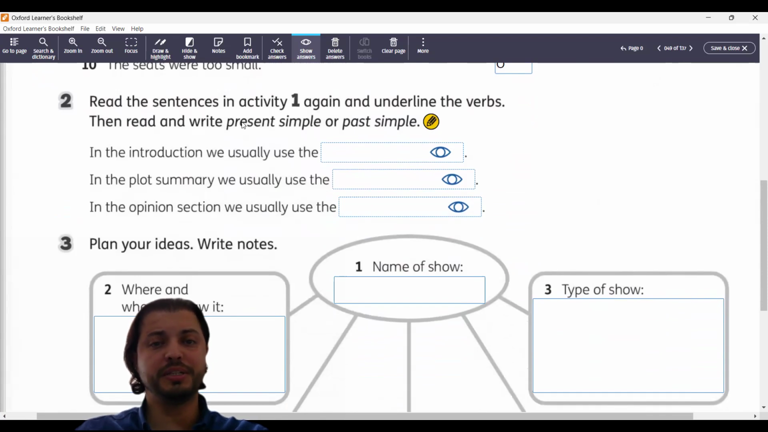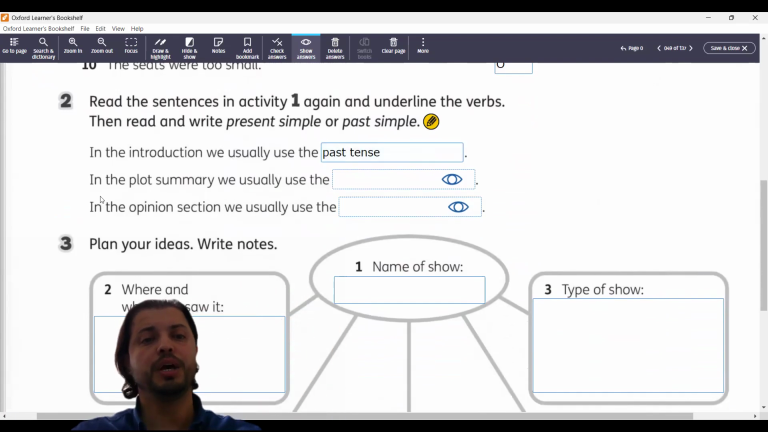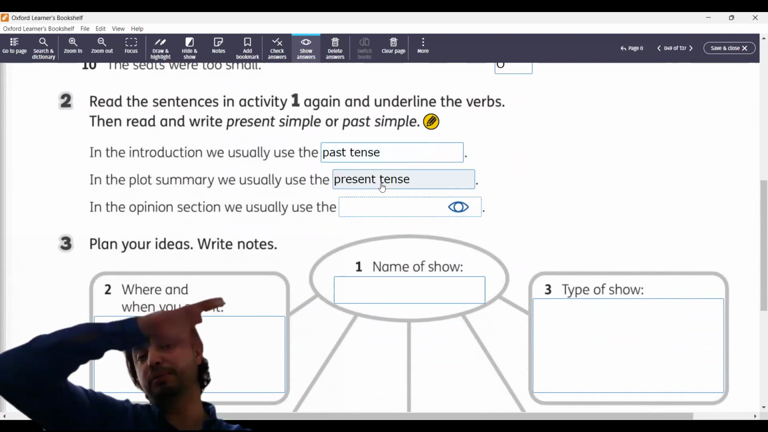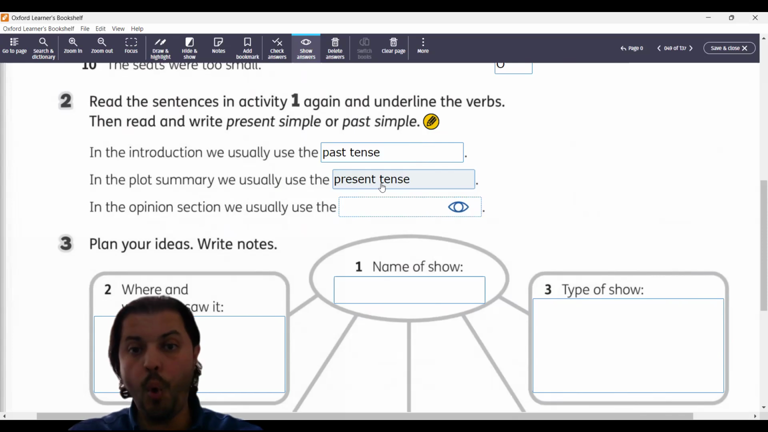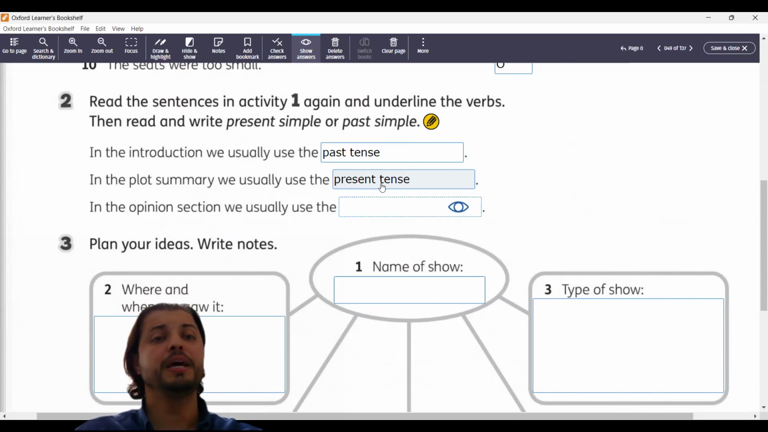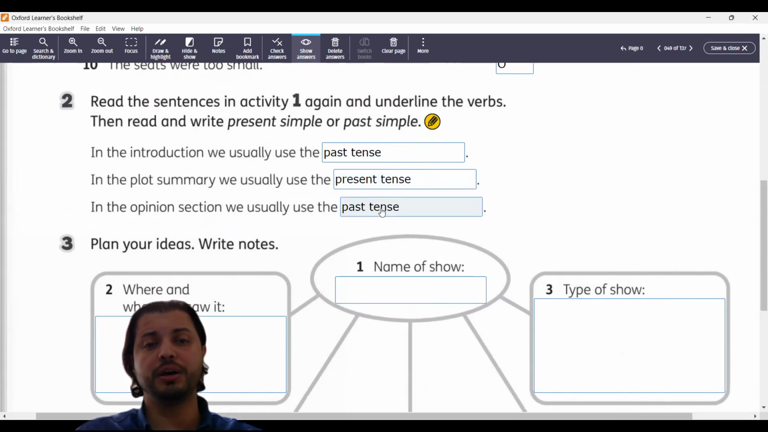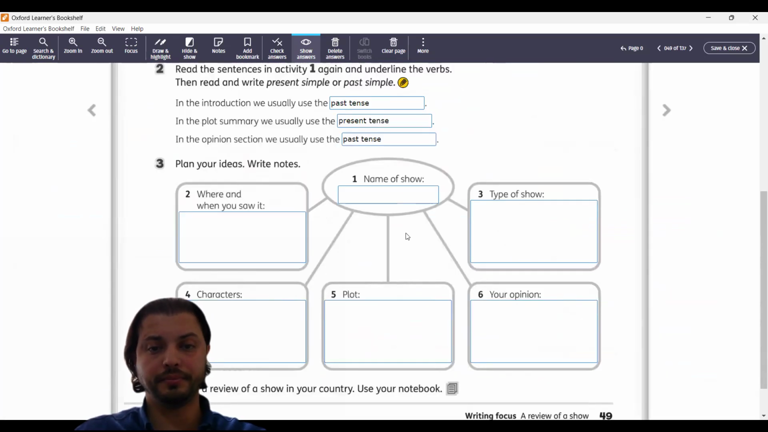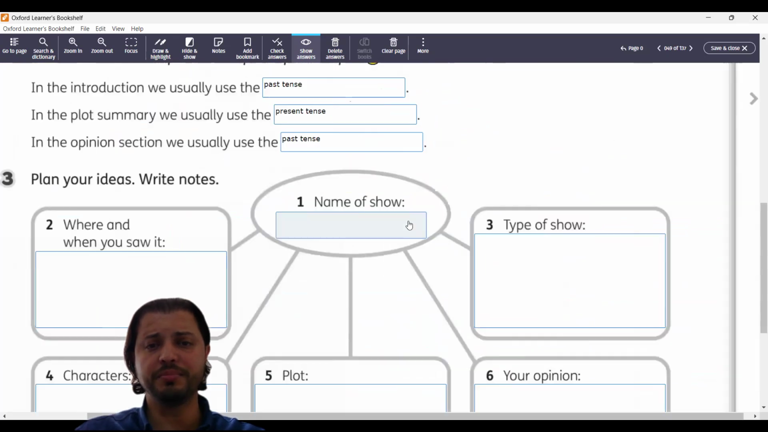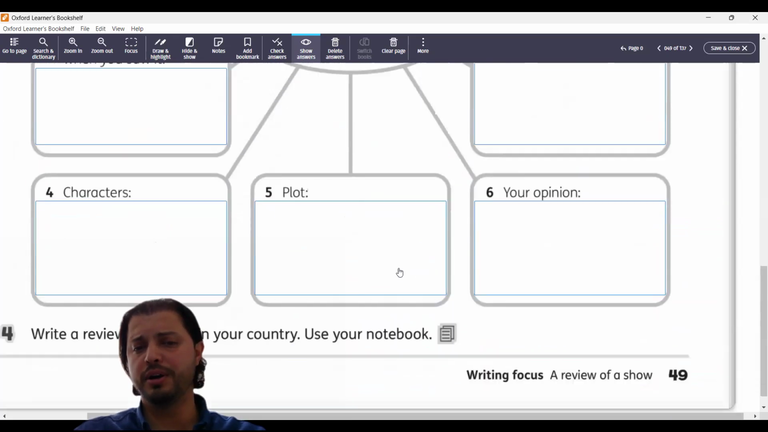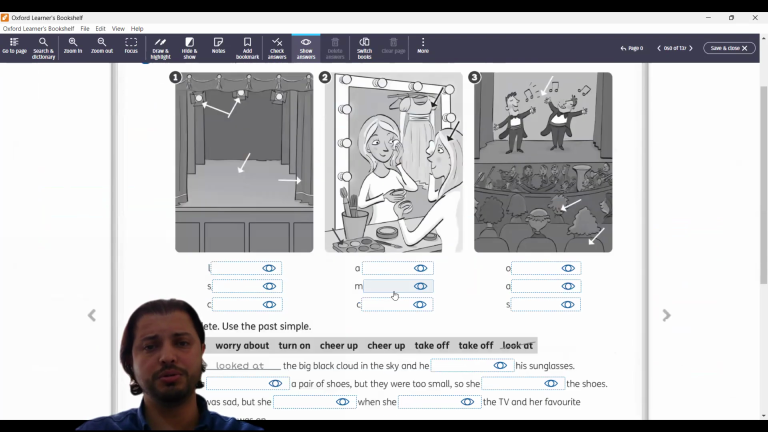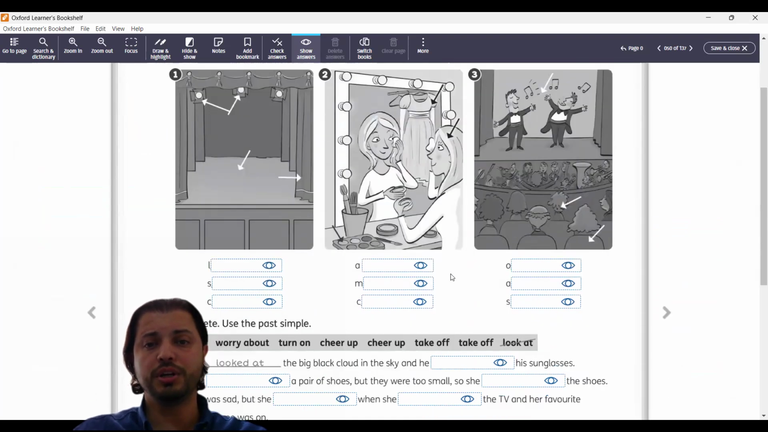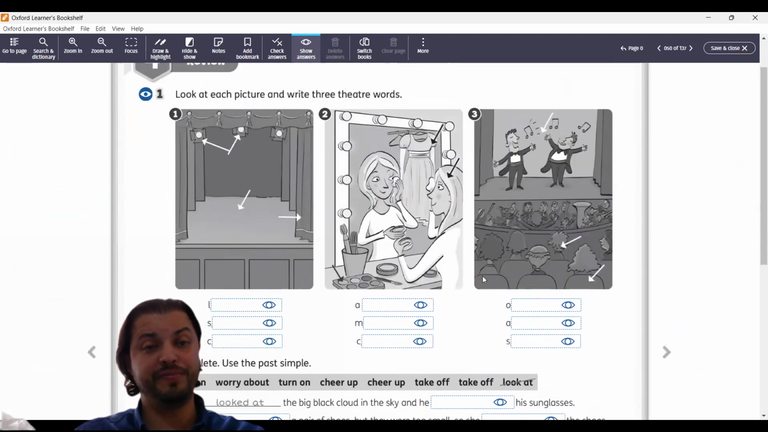So let's see, guys, present simple and past simple. In the introduction, we usually use what, guys? Past simple, at the beginning. In a plot summary, maybe we can use present simple because it's all kind of fact. The opinion section is where we use past tense. It's really important. So you can name a show, and type whatever you want, the kind of show where you are the hero. So let's go with the review together, and we finish that up together.